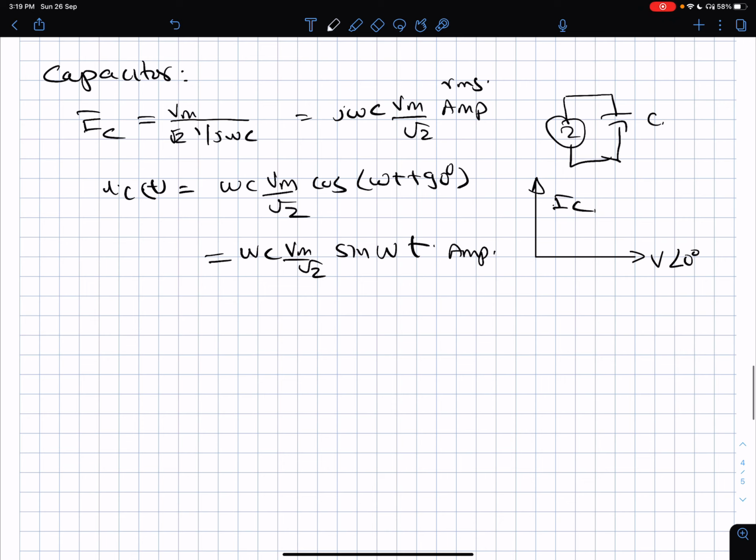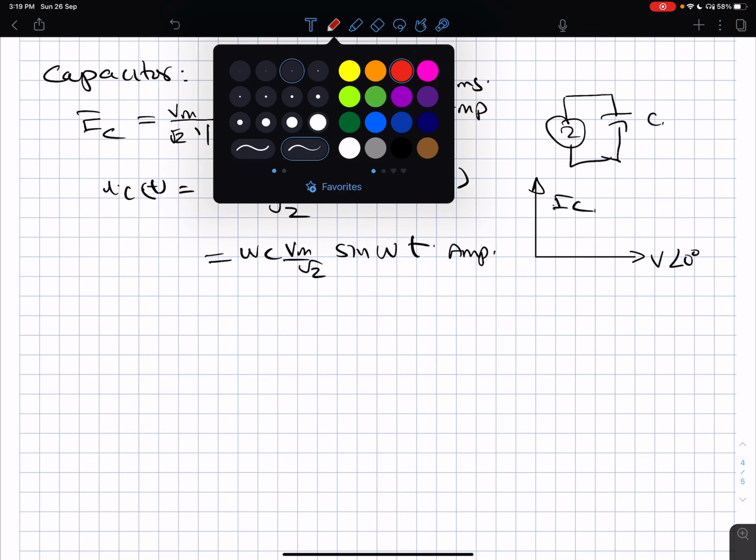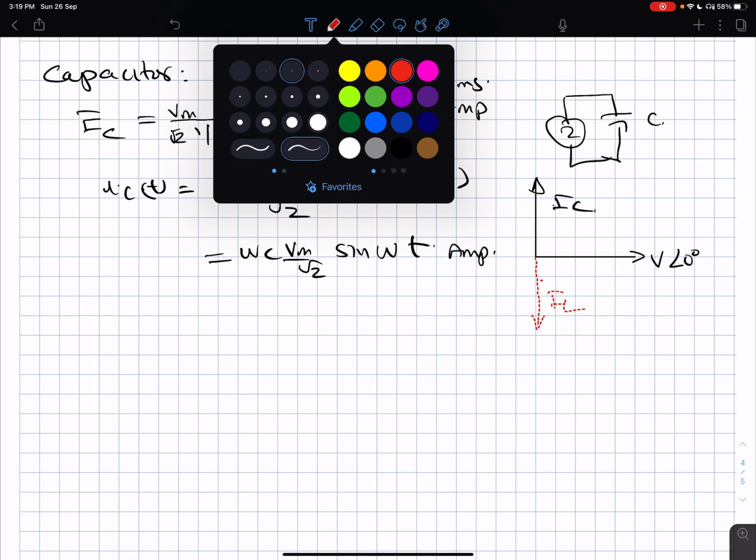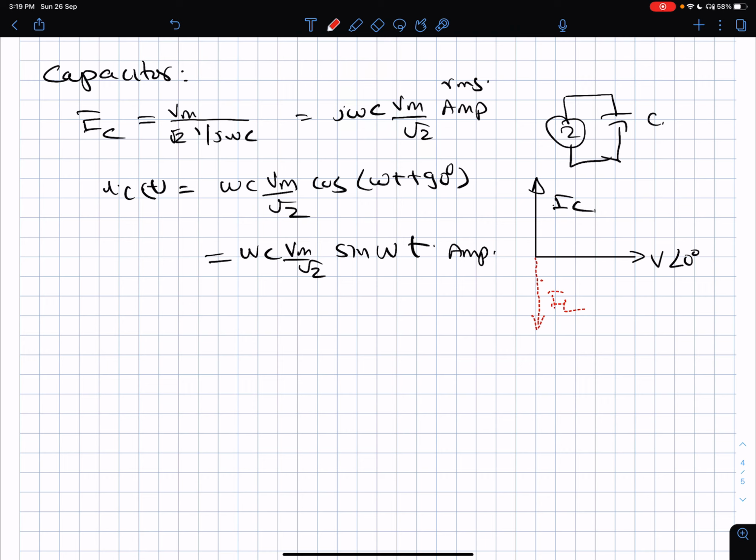So in case of inductor, I'll change the color. In case of inductor, the current was in the previous diagram, so I had better use a dotted line. The current was lagging the voltage phasor by 90 degrees. Now in case of capacitor, the current is leading by 90 degrees. So the current leads now by 90 degrees.